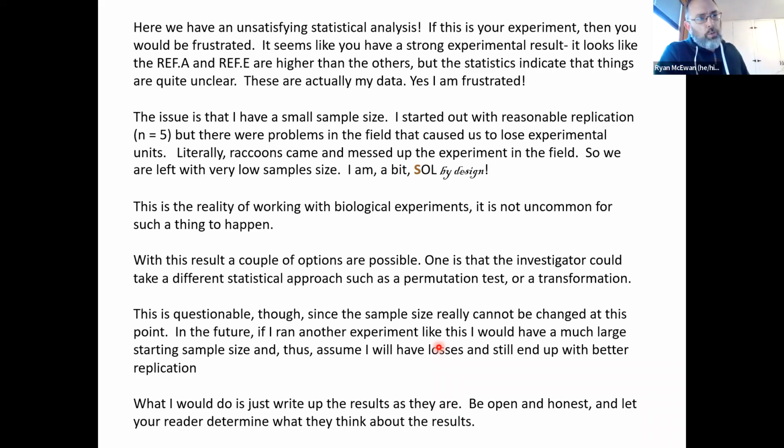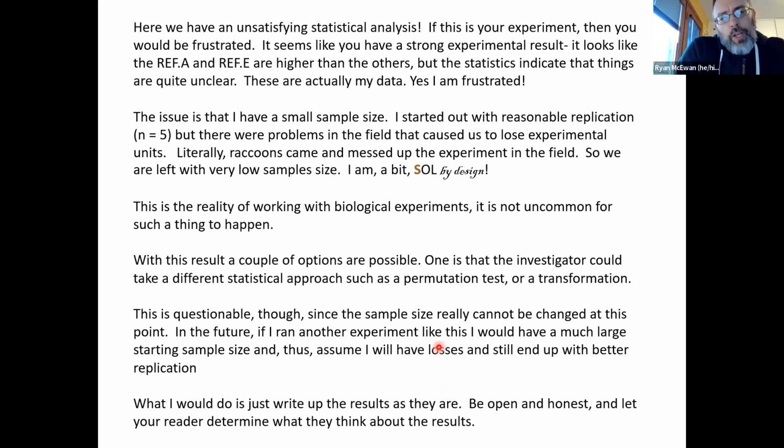I think this would be a really cool paper that would get cited by a lot of people, and also tells us something about the biology of the stream that's really important. But SOL by design. I had a small sample size. I thought reasonable replication would be n equals 5, but there were problems in the field that caused me to lose experimental units. We think raccoons came, or little kids, and they had the equivalent of a snowball fight with my experimental units across the stream, or whatever. Nonetheless, we got there, and they were gone, or shattered, marbles everywhere.